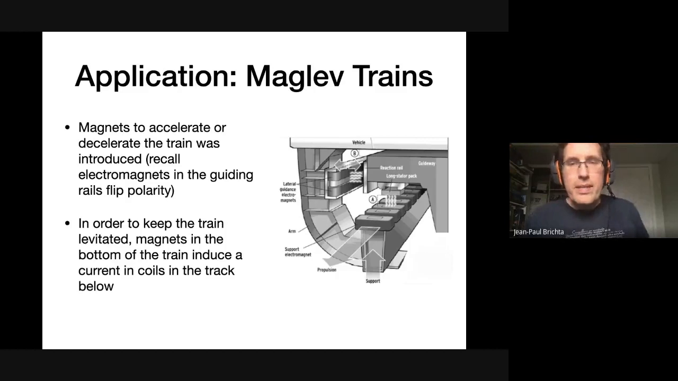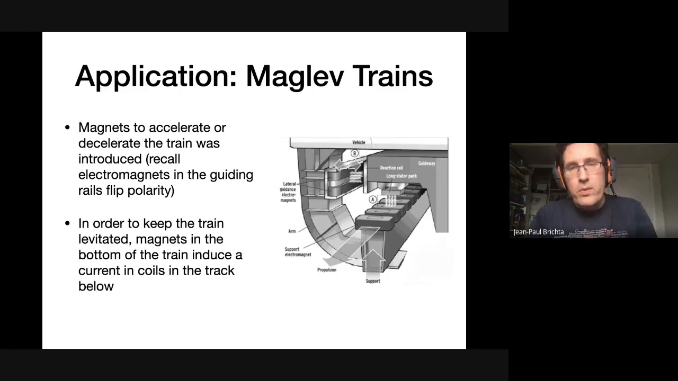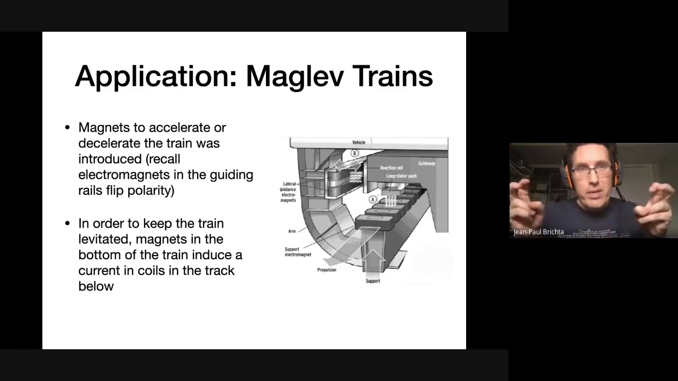The idea is that maglev trains actually use two sets of electromagnets. There are ones on the side of the train that basically accelerate the train or brake it when it comes into the station. In the diagram here, those are called the lateral guidance electromagnets. That's basically a series of electromagnets that flip their polarity as the train moves and give it kicks so that it goes faster and faster, or brakes so that it slows down. Those ones aren't so super interesting.